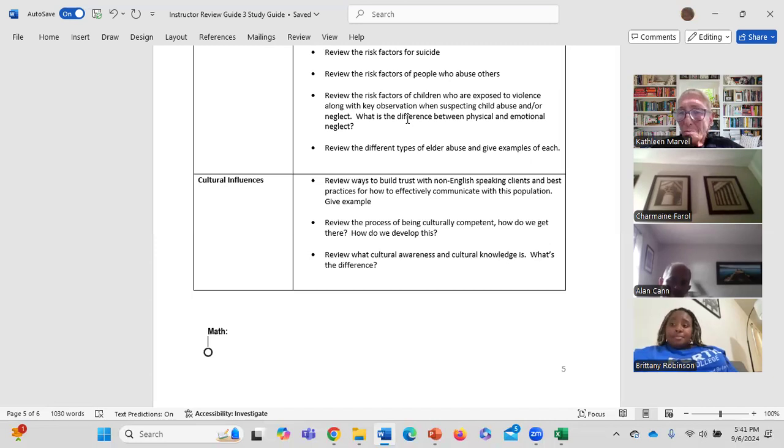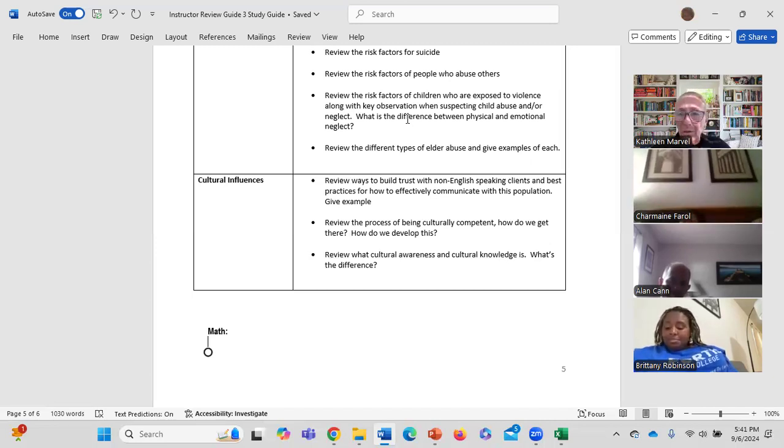Cultural barriers. We just talked about a couple of cultural barriers. Maybe it's a language barrier. Maybe it's a belief system barrier, right? But we have to have our own self-cultural awareness before we're able to provide culturally competent care.